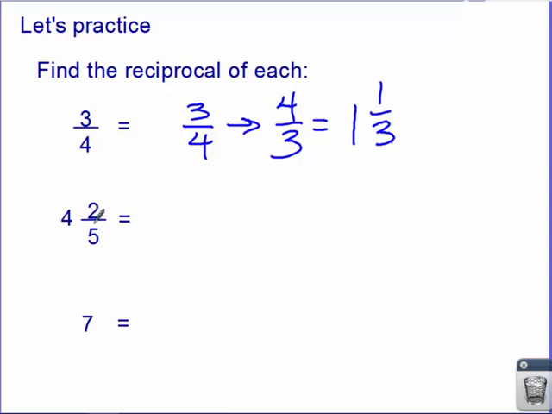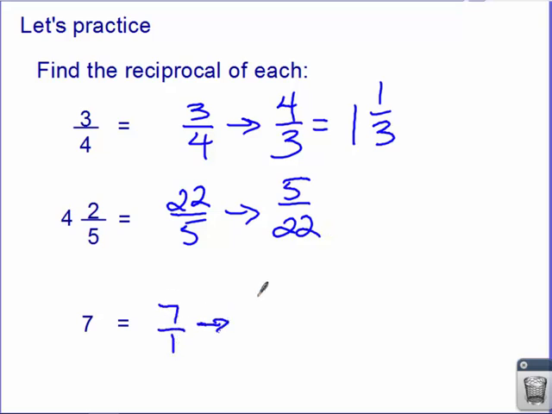Well, what if I gave you a mixed number? Well, the first thing we need to do for a mixed number is actually change it into a fraction. So in order to be able to flip it, I have to have a fraction. So we have to do the popcorn method to change this into a fraction. 5 times 4 is 20, plus 2 is 22 over 5. So the reciprocal of 22 over 5 is 5 over 22. Now, what if it's a whole number? Well, 7 is going to be 7 over 1. So then the reciprocal of 7 over 1 is 1 over 7. This is a key concept that we need for division.